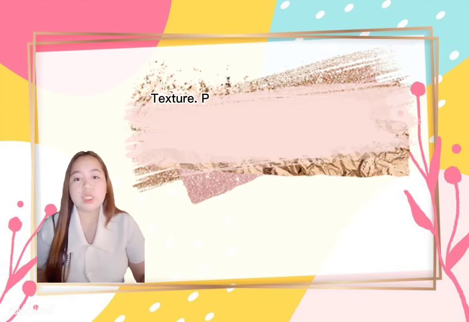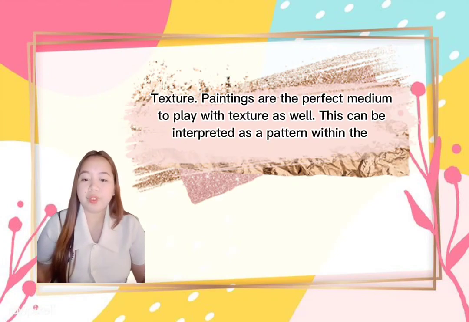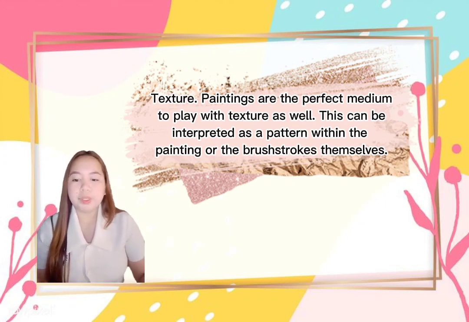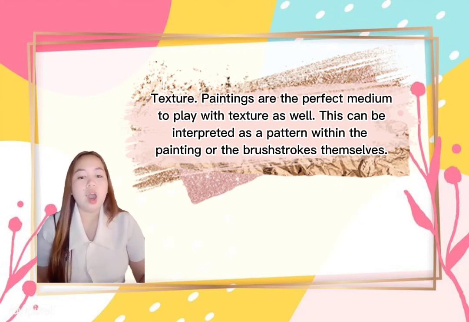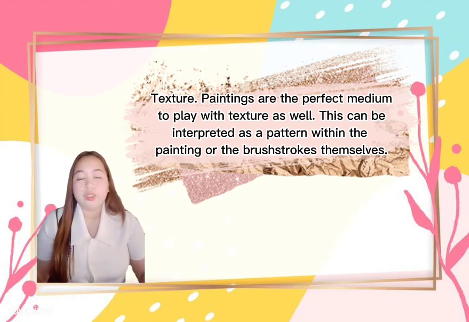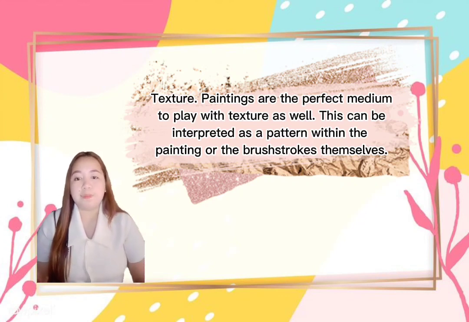So, the next one is texture. Paintings are the perfect medium to play with texture as well. This can be interpreted as a pattern within the painting or the brushstrokes themselves. Some paints, particularly oils, are thicker, and how they're applied on the canvas or board can give the work more depth because of the texture. For instance, brushstrokes can stand out dramatically. Similarly, impasto painting relies on very deep texture.